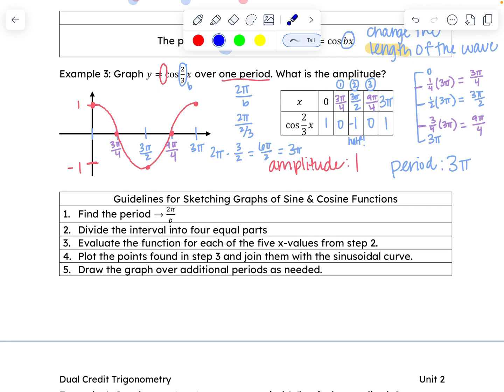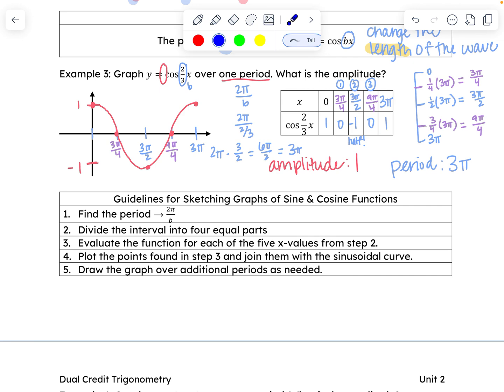Plot the points that you got there and join them with the sinusoidal curve. Sinusoidal is just a fancy way of saying the wave. And then draw the graph over additional periods as needed. So if it says over 2 periods, draw another one. If it says over 3 periods, draw 2 more ones.